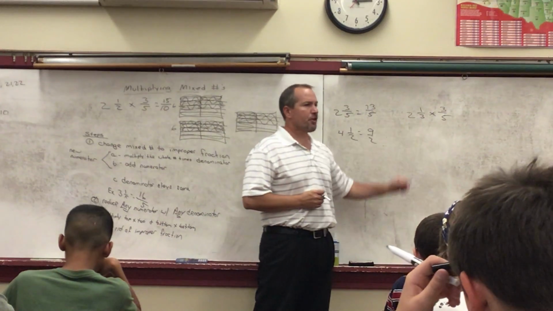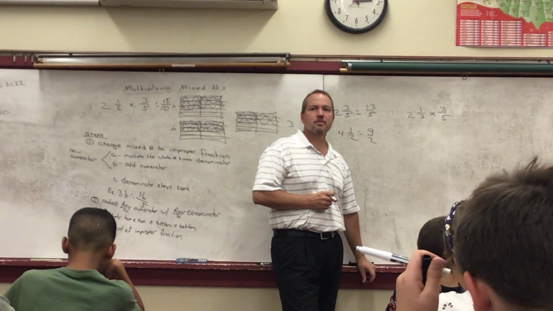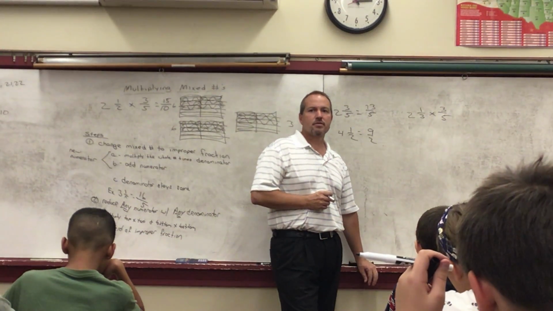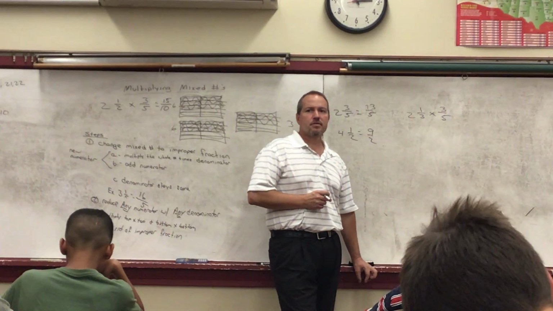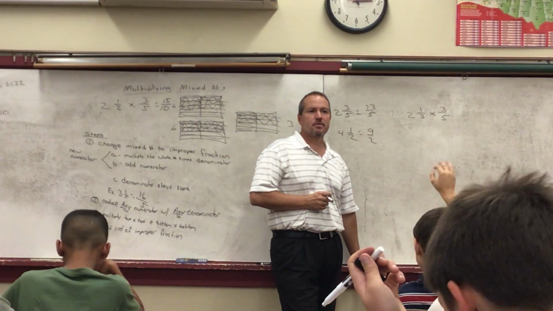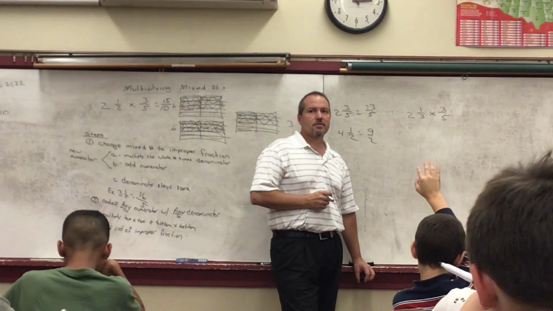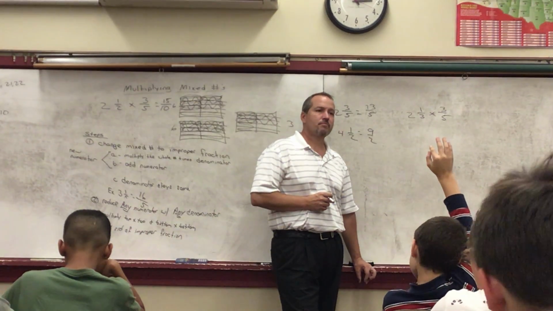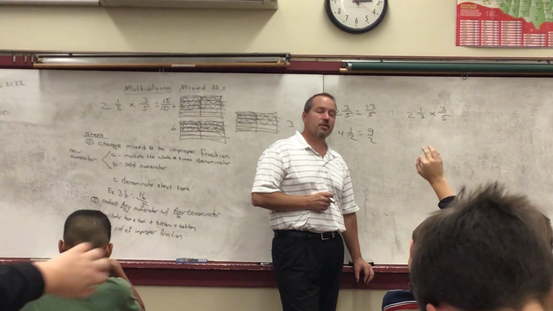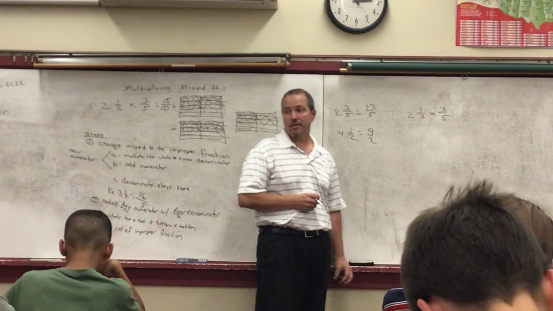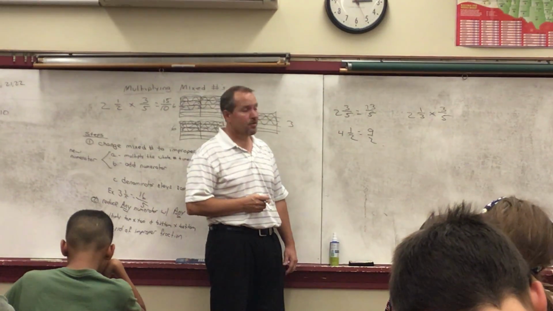Colton, what's 2 and 1/3 going to be as an improper fraction? Guys, this isn't hard. Not hard at all. Wyatt, it'd be 7 over 3.